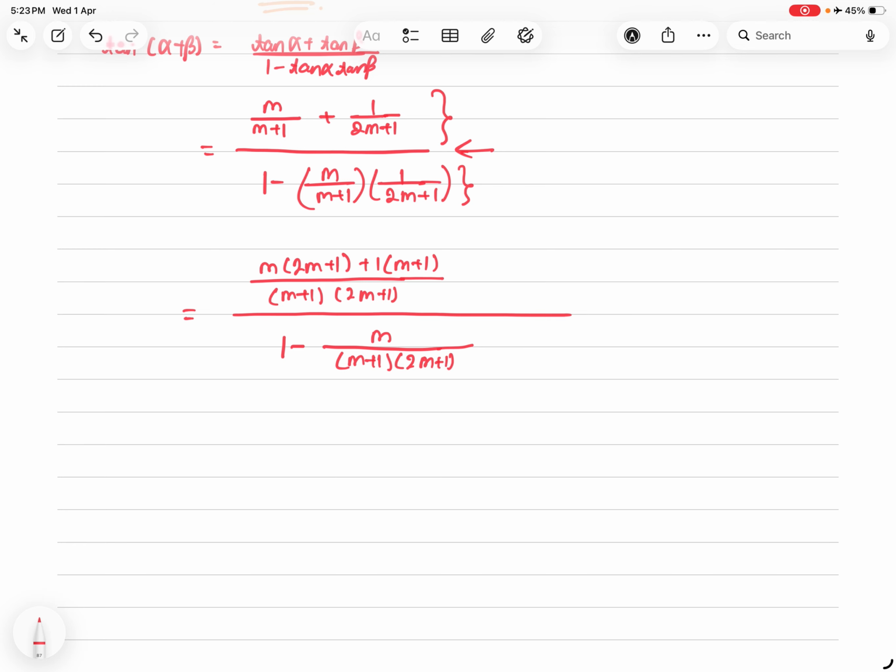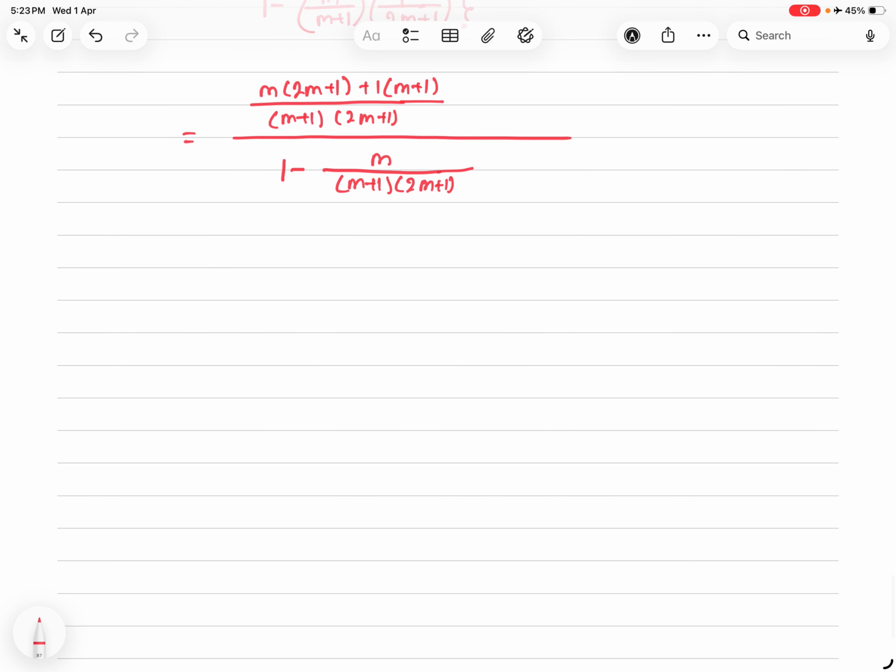Now let's simplify further. Let's break the upper part more: 2m square plus m plus 1, no problem. Next we have, by m plus 1 into 2m plus 1. Look, I'm doing this for a reason. Why am I not simplifying this? Because the same thing is there here and also there, so there is a chance for cutting it. And I love cutting, you know my love for cutting. That's why we are not going to simplify that.